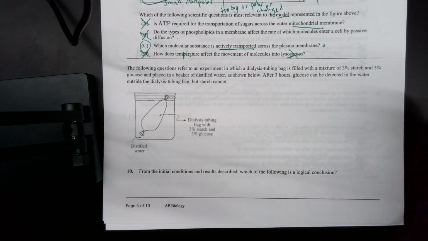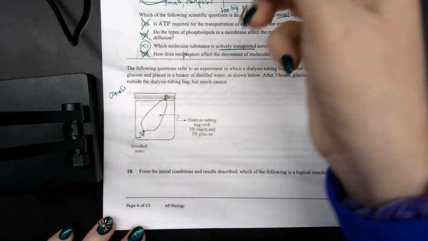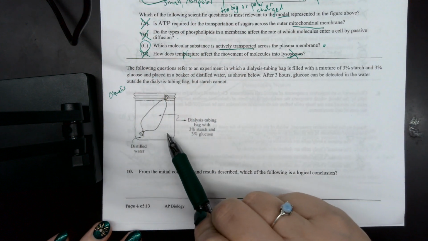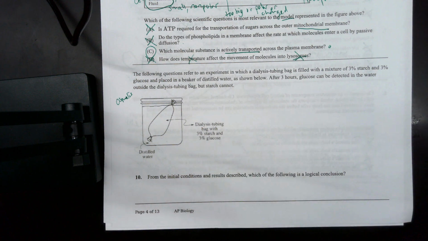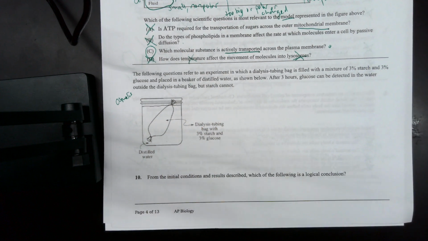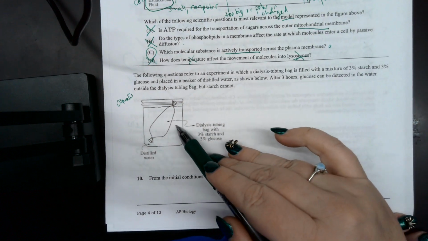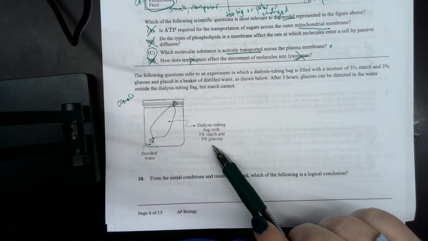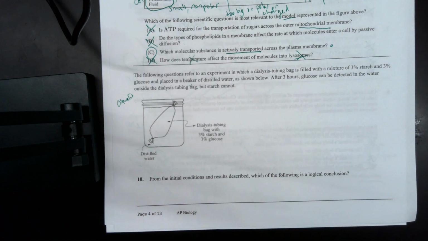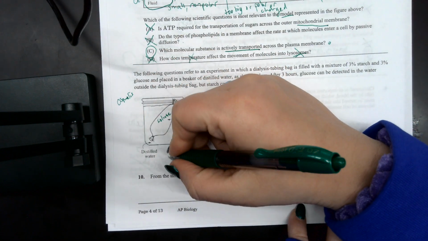Number 10, this one has to do probably with like osmosis or cell transport, just based on this picture where we have water and then water with different percentages of different solutes. So it says the following questions refer to an experiment in which a dialysis tubing bag, so this is just a bag that is semi-permeable, with a mixture of 3% starch and 3% glucose, is placed in a beaker of distilled water. So remember, this one has solute, this one no solute.